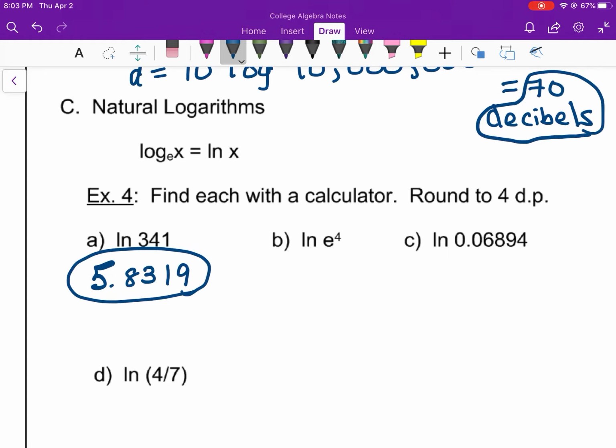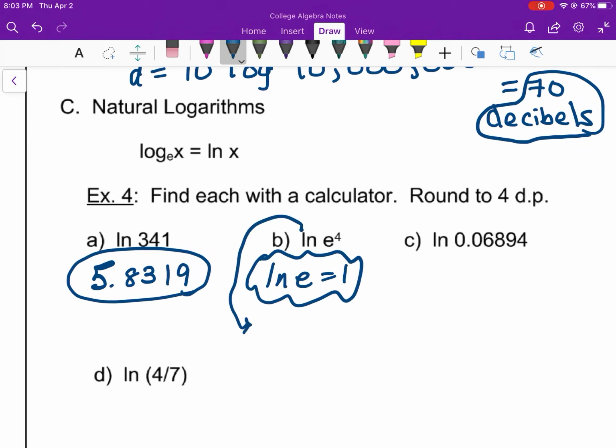A nice fact to know is that the ln of e is 1. I would memorize that. That's going to help you with some problems. So if I'm doing b, I can take the exponent of 4 and I can put it right in front using our power rule from lesson 4.2. Sorry, that might have been lesson 4.3. But anyway, I bring the 4 to the front. I'll get the answer of 4.